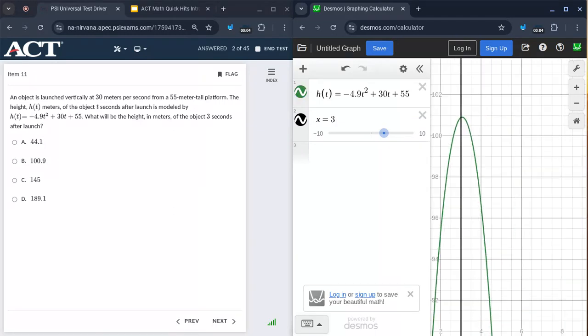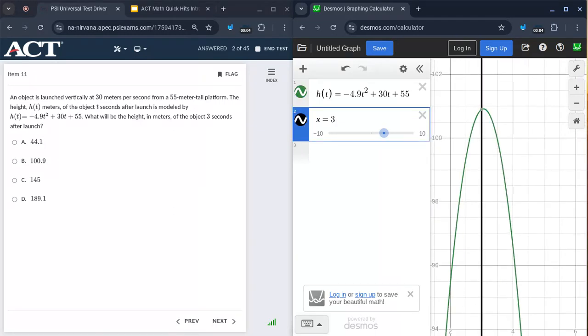Just to get a better idea of that intersection point, I can just click close to where it's at, and it's going to give me that value. So 3 comma 100.9. And so again, 100.9 is our height after 3 seconds. So again, really easy with Desmos. Lets us know exactly where it's at. Easy calculation, a little cumbersome because we used t and then it made us go back to the x, but overall, not too bad.